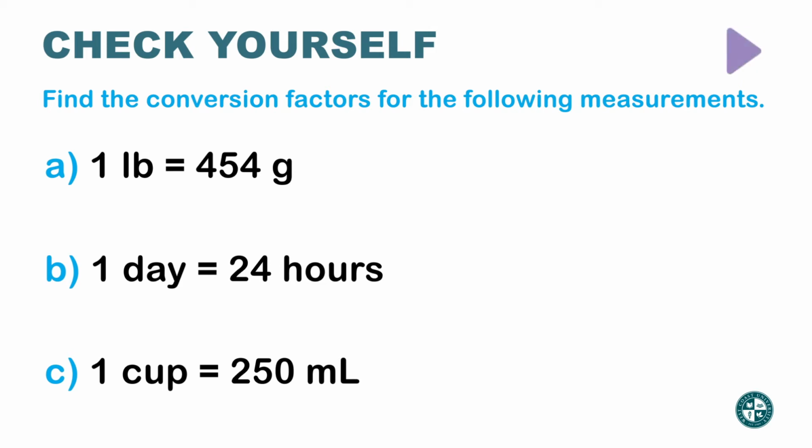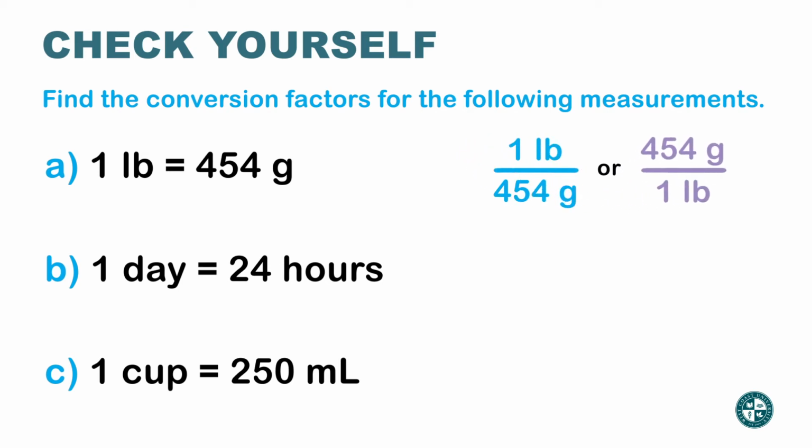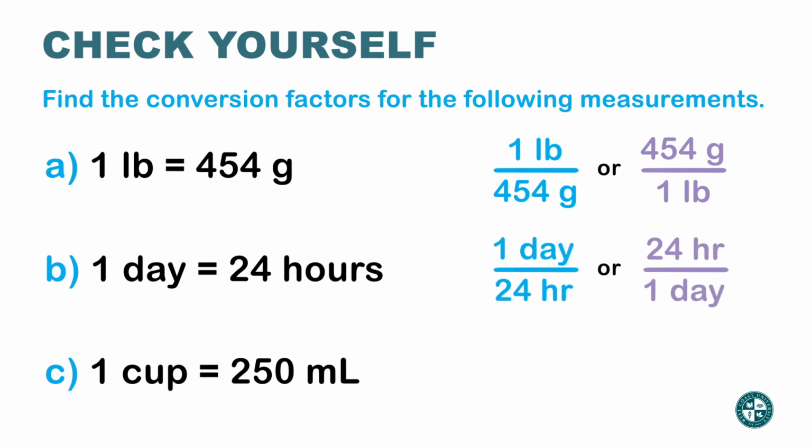All right, let's try the first one. 1 pound is equal to 454 grams. If I read it from left to right, I get 1 pound over 454 grams. Flip it, I get the second fraction. Let's do the second conversion statement. 1 day equals 24 hours. Left to right, when I read it, 1 day over 24 hours. Flip it, 24 hours over 1 day.